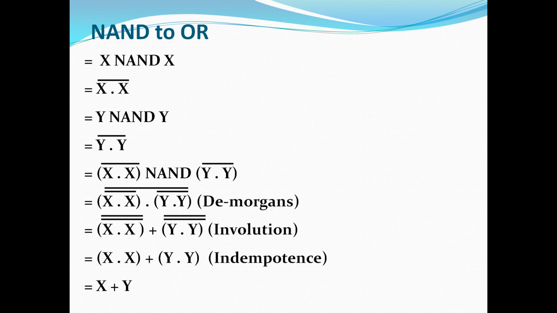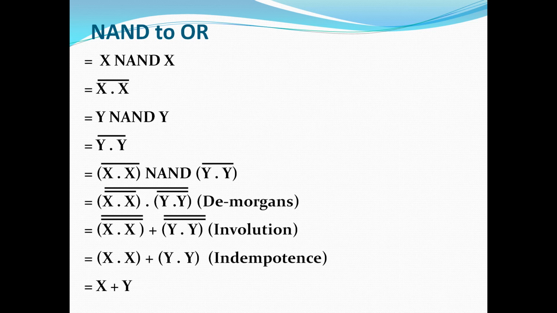Then how can we derive that? The first NAND operation is X NAND X, and the second NAND gate is Y NAND Y. Because both inputs are the same, applying the NAND operation gives X dot X whole dash for the first gate. The second one, Y NAND Y, gives Y dot Y whole dash.